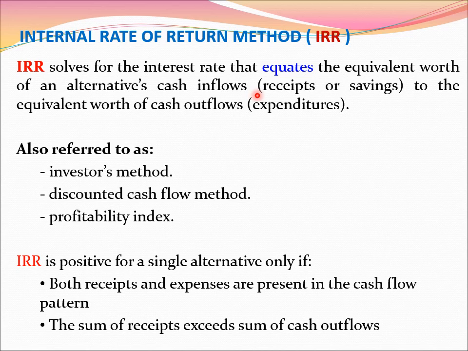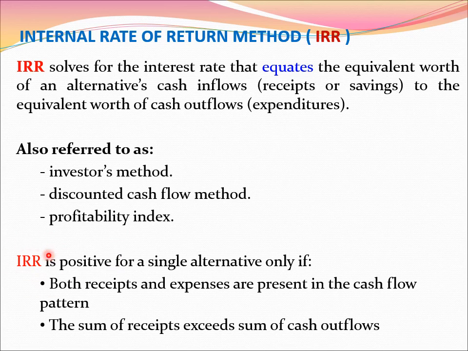Okay, so the difference of this IRR method from the previous ones is now we don't know the interest. We are just trying to find the interest rate, and when we find the interest rate, we compare it with respect to MARR. Sometimes instead of internal rate of return method, we give different names to this method, either investors method or discounted cash flow method or profitability index. These are different names given to the same method.